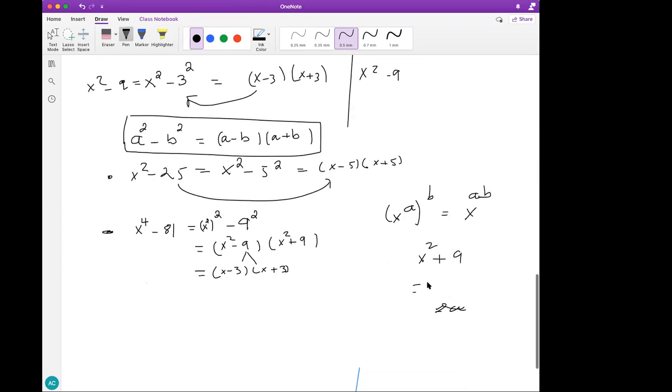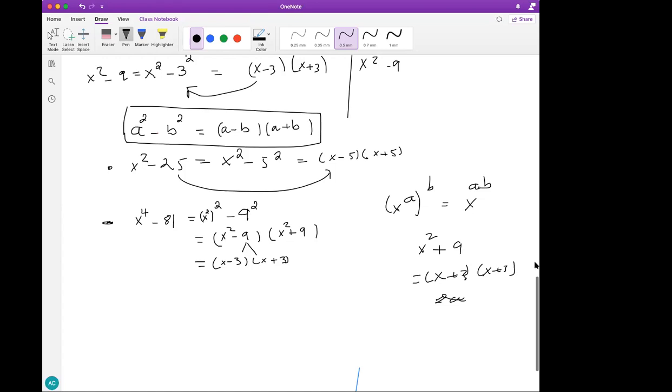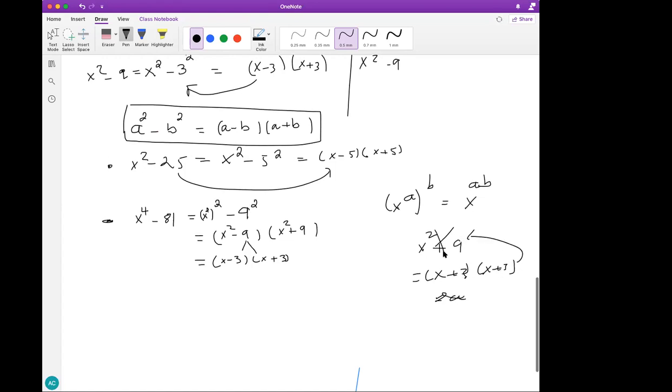Do not make the mistake. I'm sure you might be thinking x plus 3, x plus 3. It will not work. If you think it's this, you can try to distribute and you will not get this. It only works if you have a difference. So this is basically another prime. x to the second plus 9 is prime, cannot be factored. So this stays the same here.